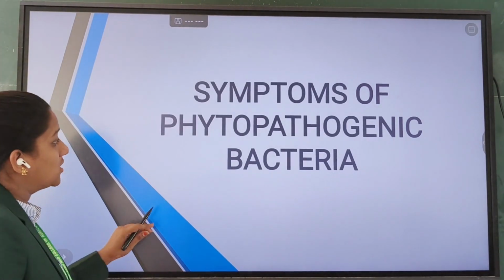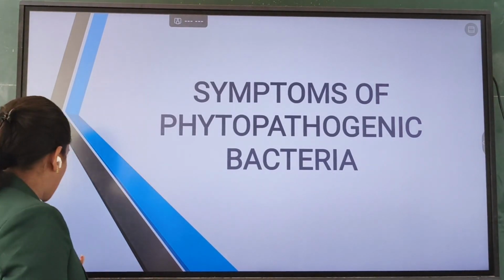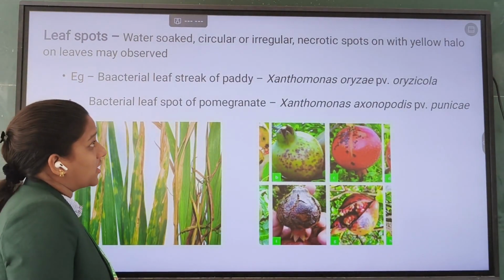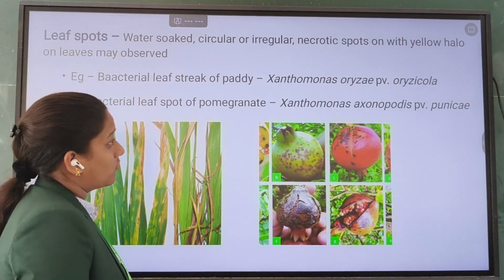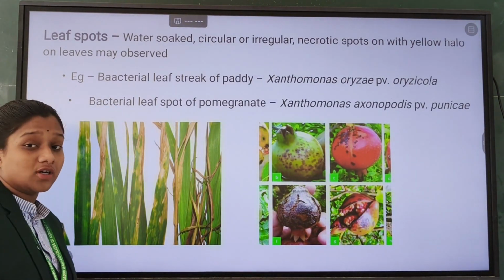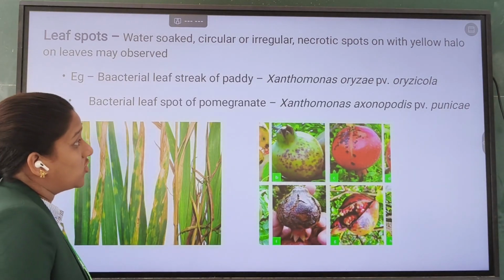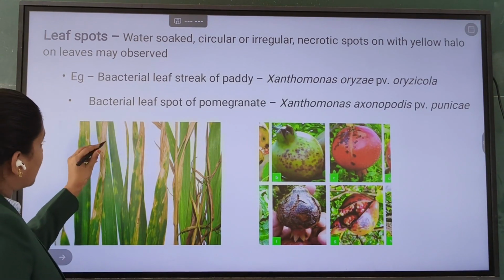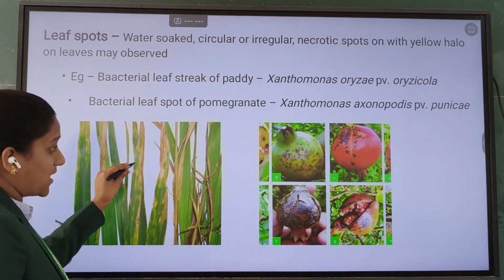Today my topic is about symptoms of phytopathogenic bacteria. Leaf spot: water-soaked circular or irregular necrotic spots with a yellow halo on leaves may be observed. Example: bacterial leaf spot, streaks of paddy, Xanthomonas oryzae pv. oryzicola. These are the bacterial leaf spots caused in paddy.